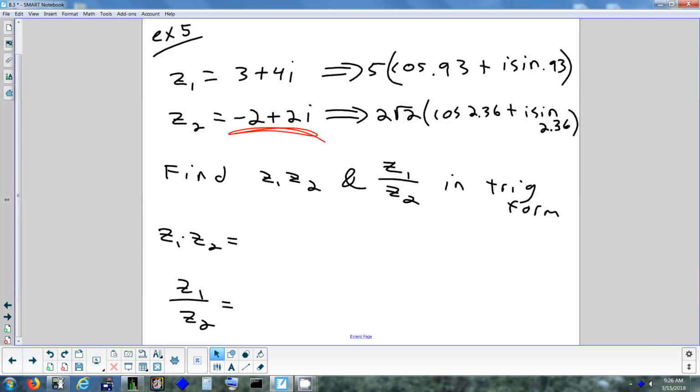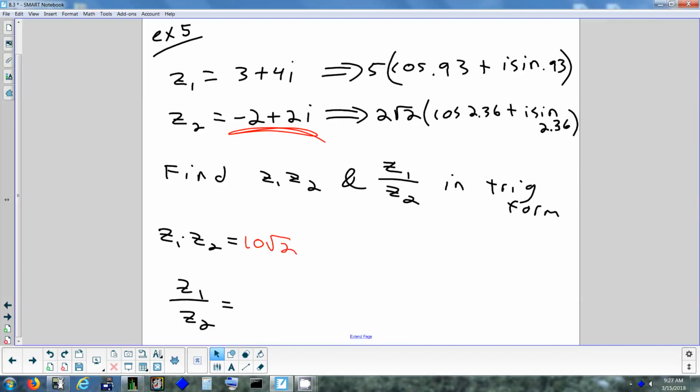To find Z1 times Z2, what do I do with R1 and R2? What do I do with my two radii? You multiply them. So I have 5 times 2 root 2. What's 5 times 2 root 2? It would be 10 root 2. So there's half the problem.